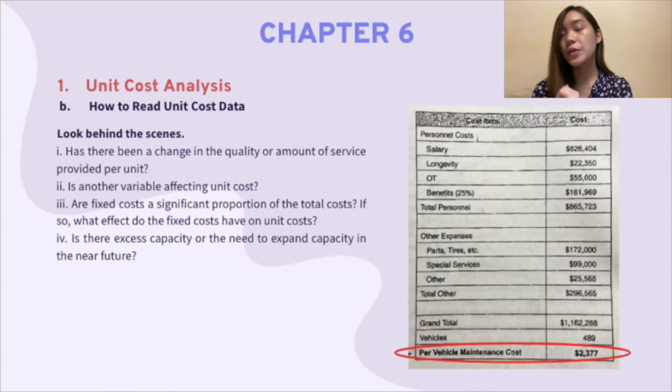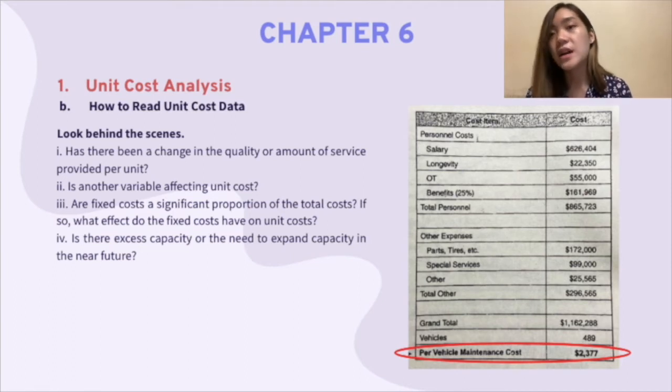Next, how can we read unit cost data? If not used carefully, unit cost data could actually be misleading. Although higher unit costs are often associated with inefficiency and also higher total costs, it is still very possible that a program with higher unit costs is more efficient and also has lower total costs. When interpreting unit cost data, it is important to look behind the scenes to understand why unit costs have changed.